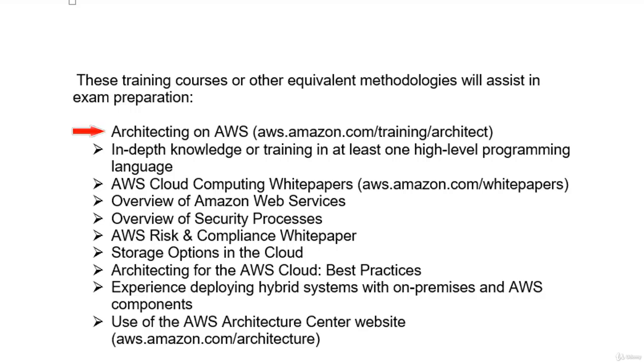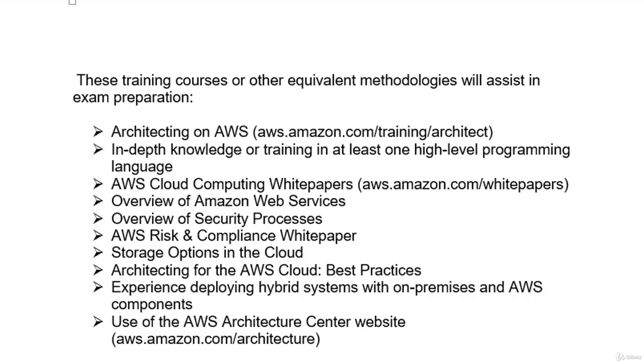So the first one is architecting on AWS. If you go to this link, aws.amazon.com/training/architect, you will get a good knowledge of architect level information. And the second is in-depth knowledge of, or training in, at least one high-level programming language. The programming language will help you in understanding scripts, and you can even do automation in AWS if you have some programming experience.